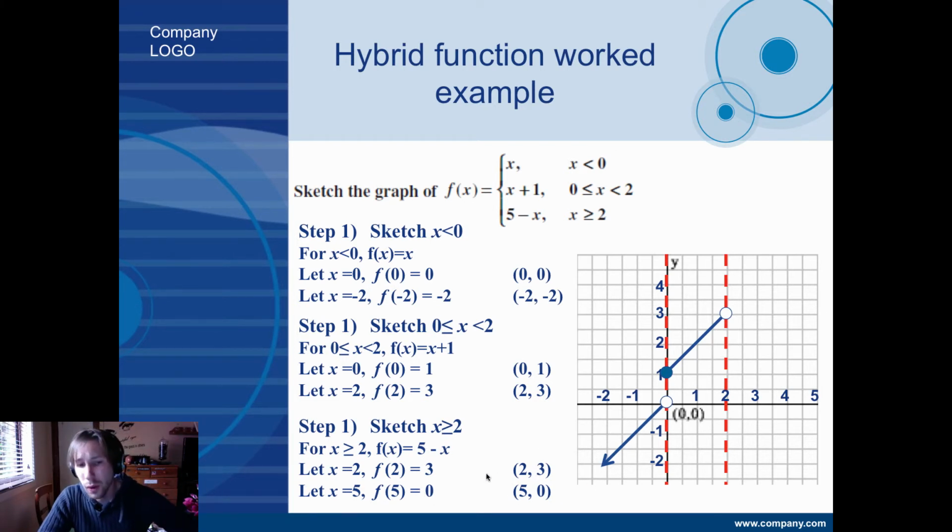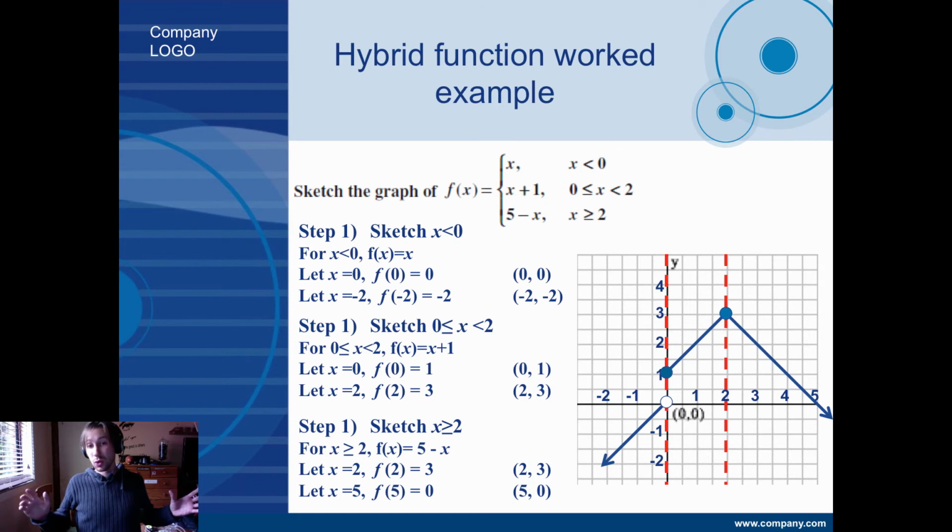Now, we know that the last graph goes through the point 2, 3. And it's actually included, isn't it? Because it's any x value greater than or equal to 2. So therefore, the point at 2, 3, which was a plain empty dot before, is now going to be a coloured in dot. Okay, and then from here, we're going to plot the 5, 0. So therefore, it's going to go all the way down through the point 5, 0. And once again, because it goes on forever, there's an arrow at the end there. And that, therefore, is a hybrid function.